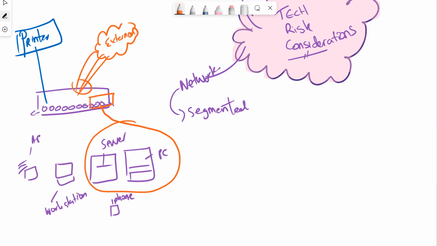So we're going to have to segment that out and ensure that we're putting the right controls around our security. So what is the point of segmenting out our network? Well, the main thing here is when we segment out our network, we can implement controls between each of these segments, right?